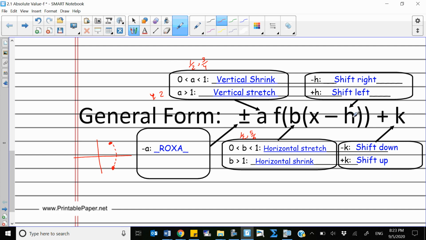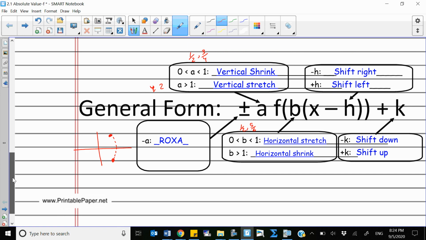Then, as we see, we have a value which is subtracted from x. If this h is a negative value, we are shifting the function to the right. If h is a positive value, we're going to shift the function to the left side. Then, if we add a value like k outside of the function, this is happening to y actually, so we're going to move the function either up or down. If k is a negative number, it's going to be shifted down. If it's a positive number, it will be shifted up.